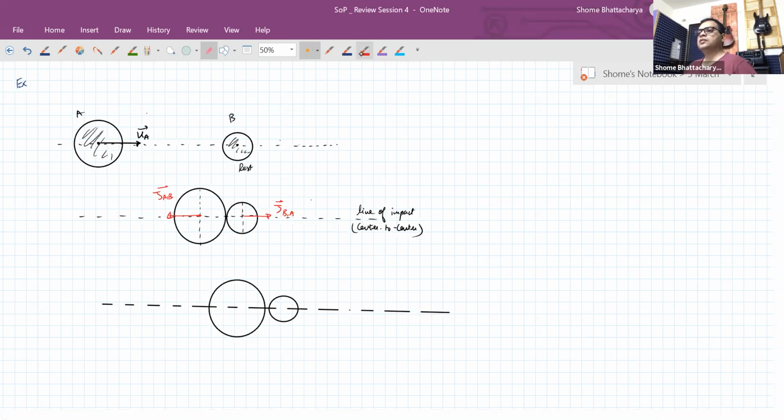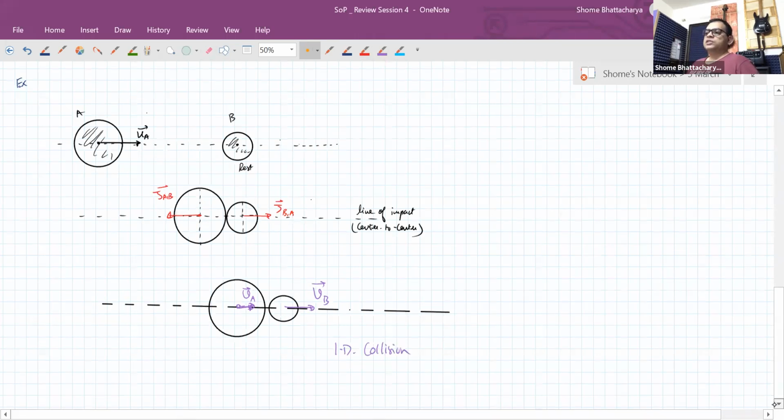So after the impact, this will have gained a velocity in this direction, and let's say this would have slowed down from its initial velocity, or it can even recoil. But whatever happens, the velocity vectors will be along this axis, along the line of impact. So this is again an example of a 1D collision.